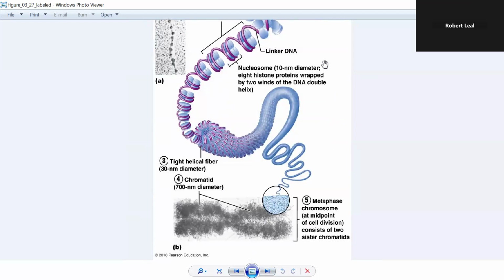Now, what you're looking at here is typically one chromosome, but one of these strands is the original, and the other strand is its copy. So when you have the original attached to the copy, you can refer to each one here as its sister chromatid.